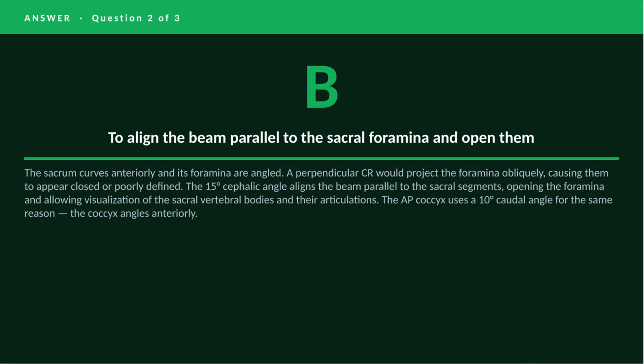The answer is B. The 15-degree cephalic angle aligns the beam parallel to the sacral foramina and opens them. The sacrum curves anteriorly and its foramina are angled. A perpendicular CR would project them obliquely. They appear closed and poorly defined. The 15-degree cephalic compensates for this angulation. The coccyx uses a 10-degree caudal angle for the same anatomical reason.